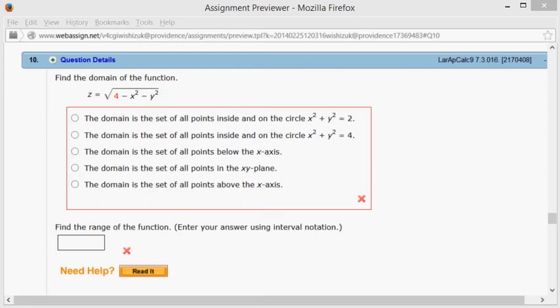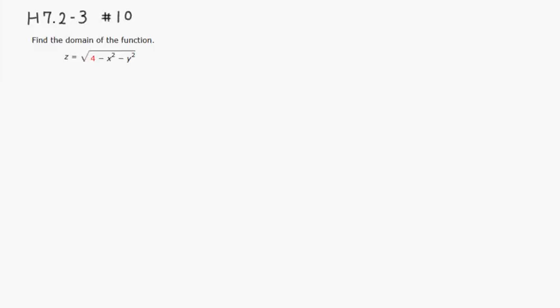Okay, let's look at the homework 7.2, 7.3, problem number 10. So we have this function of two variables, z equals square root of 4 minus x squared minus y squared. And we want to find the domain of this. So let's do that.